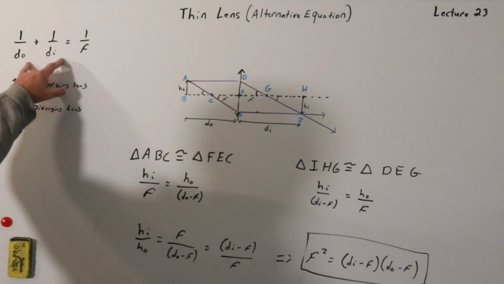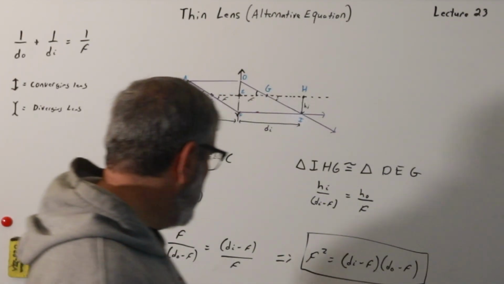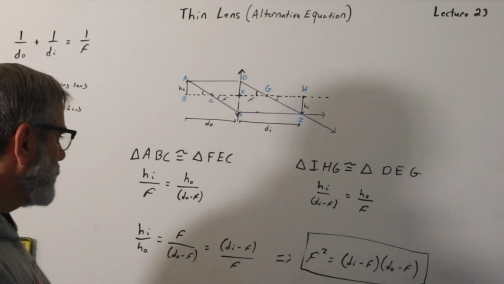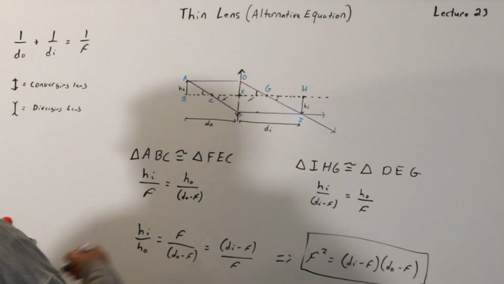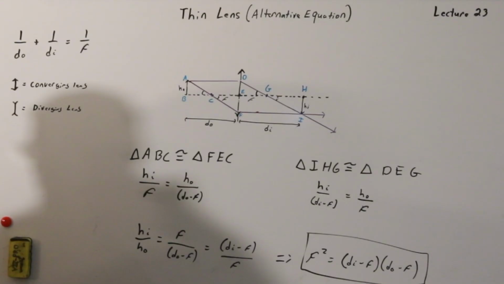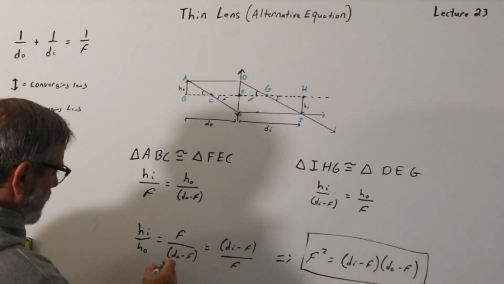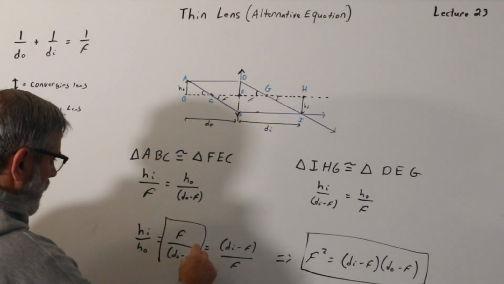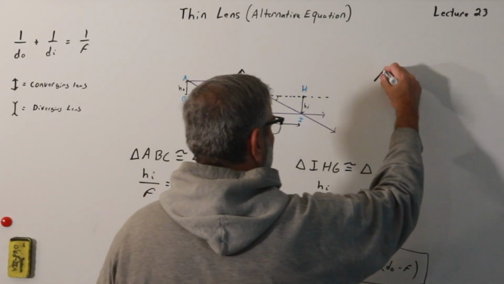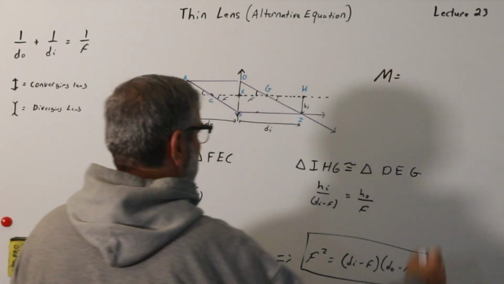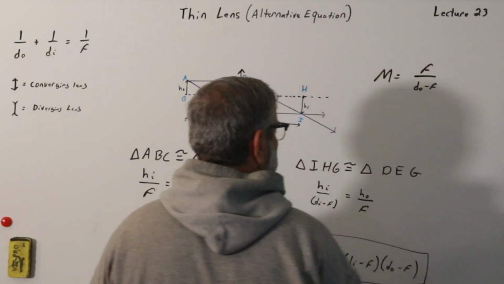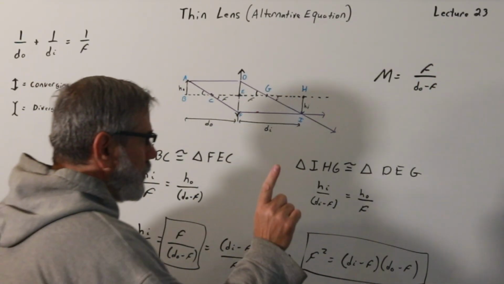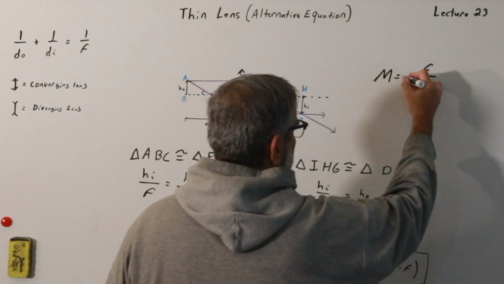It is the same as this if you rework this, but sometimes this can be more convenient. And so one place where it is useful is in terms of the magnification that you get with a lens, which we can write now as hI over hO. So we can pick either one of these. It's usually more convenient to pick this one, right? So the magnification will be equal to f over dO minus f. And there's one other adjustment that I need to make here. I need to add a negative sign here.